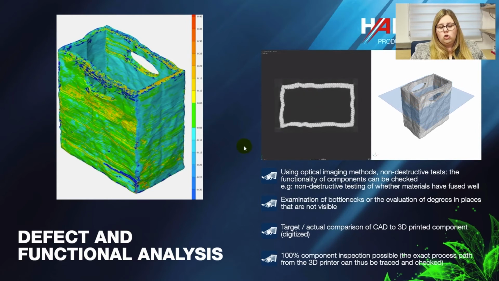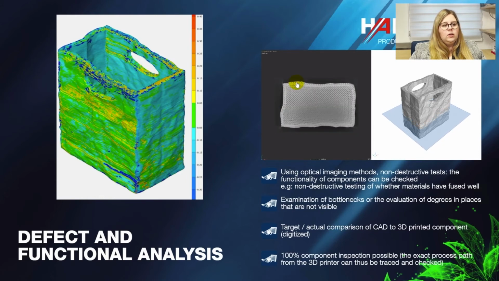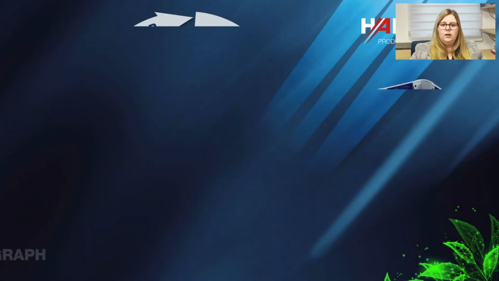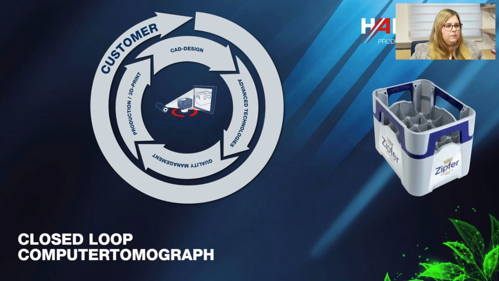And different optical imaging processes can be used for non-destructive testing, for example, to check if the functions of a component are right. And it's interesting for us to see if there are any cracks, for example, in areas that we cannot see. And the component can be tested 100%. And with the plastic printers, we can also see the printing process very well. So here you can see that the layers were printed crosswise, and we can see very well how the printer worked and whether or not this is as required.